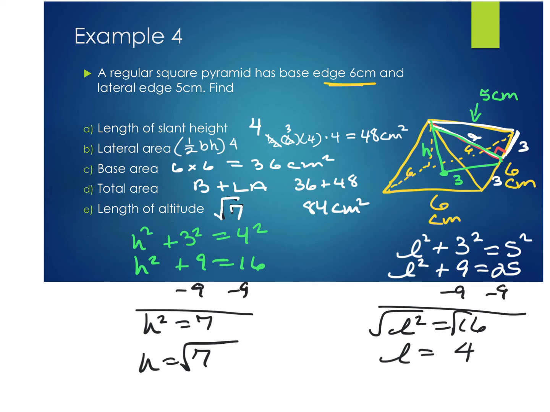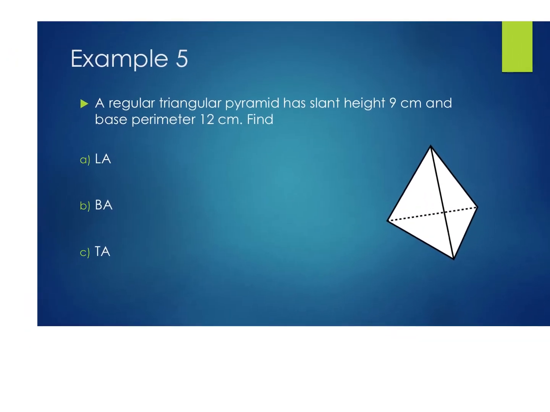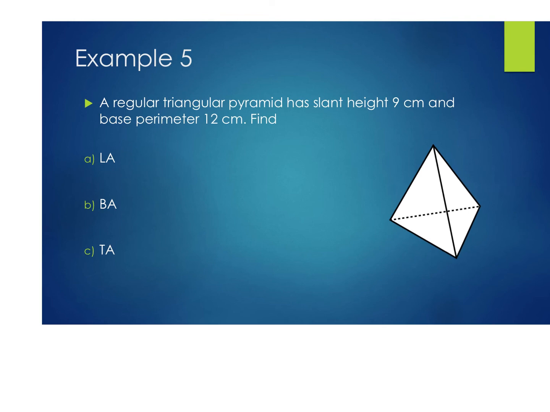Two more examples and we're done. Next one is a regular triangular pyramid. It's giving me a slant height of 9. So remember, the slant height comes down the side of the triangle. And a base perimeter, look, they've already given us the perimeter calculated, and that perimeter is 12.